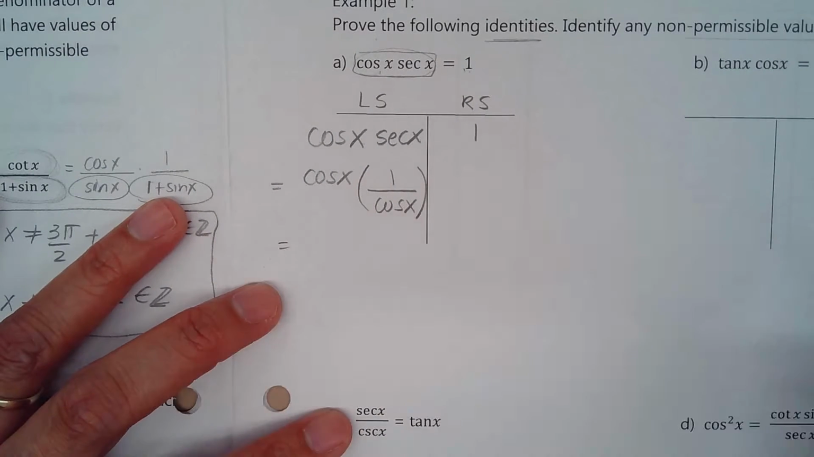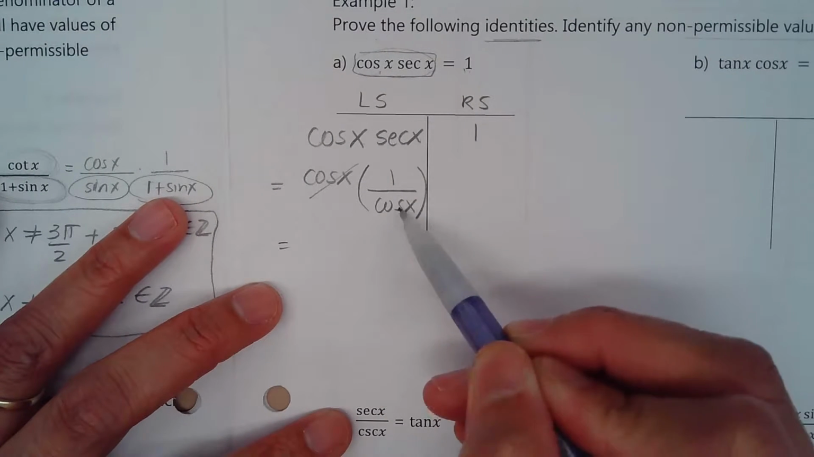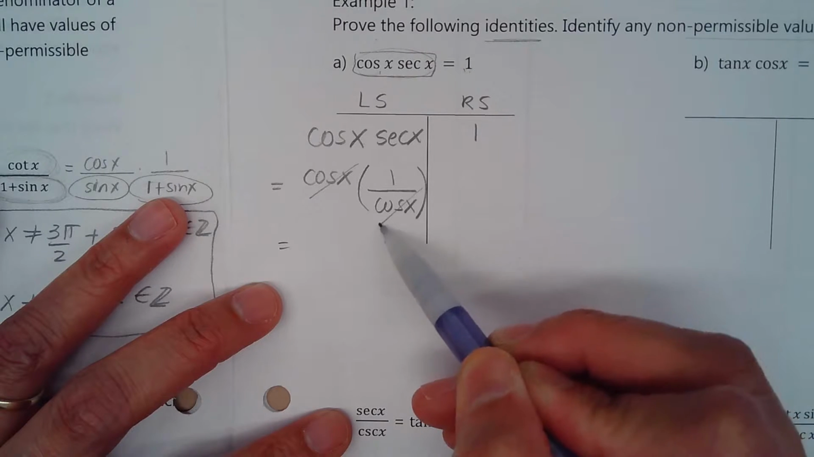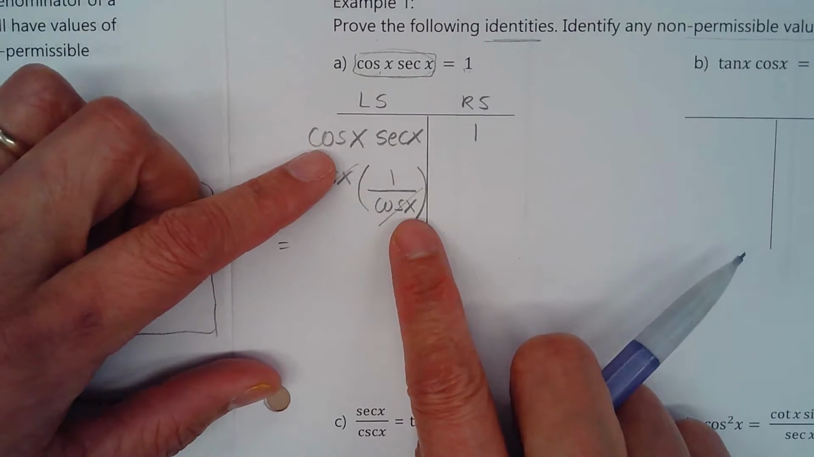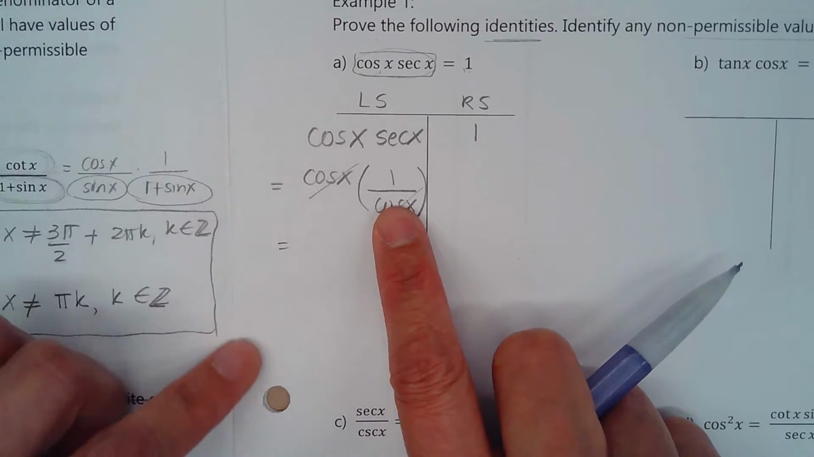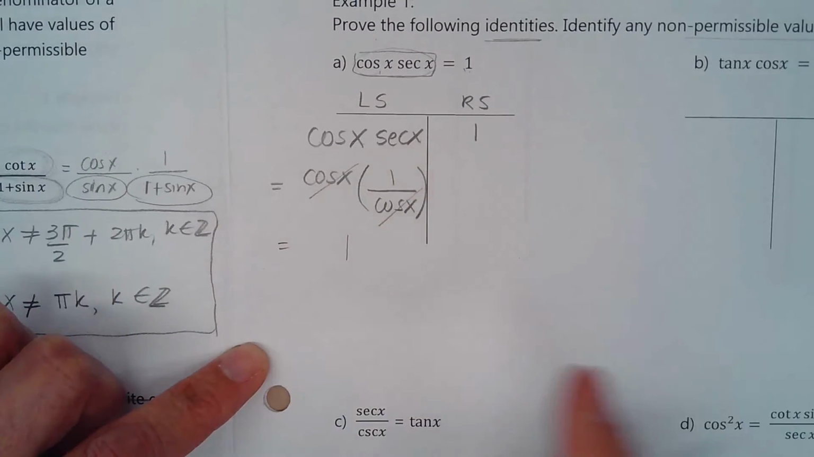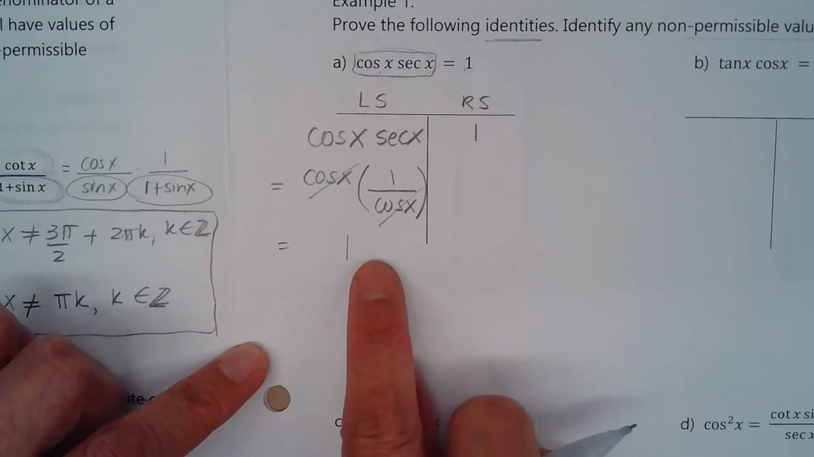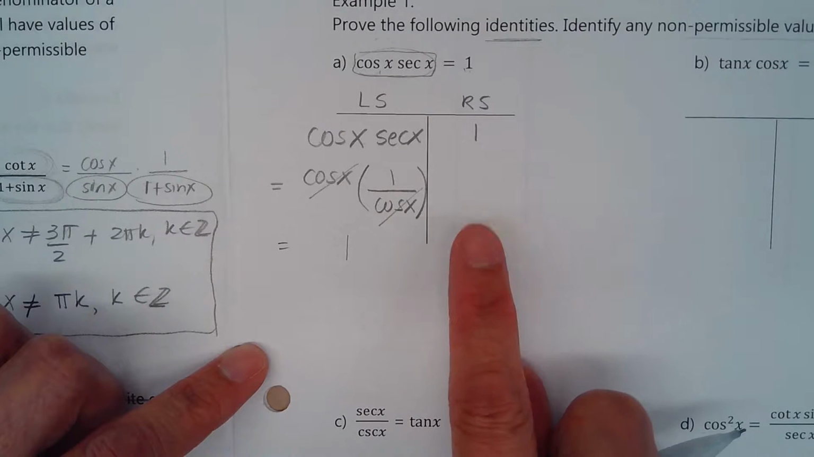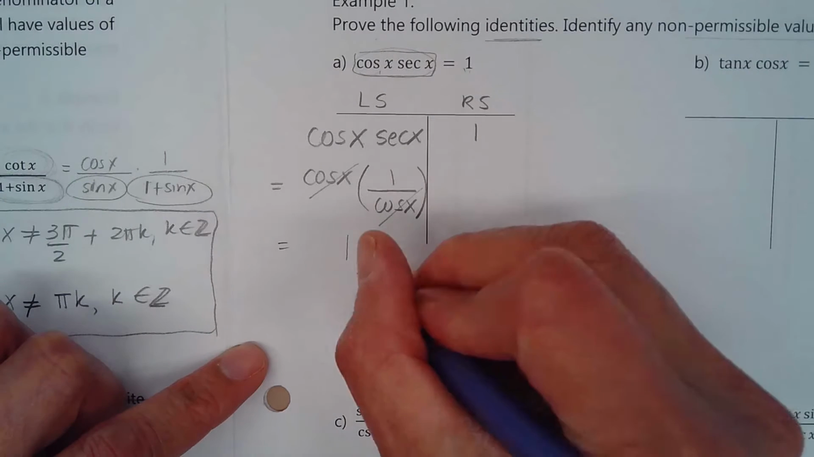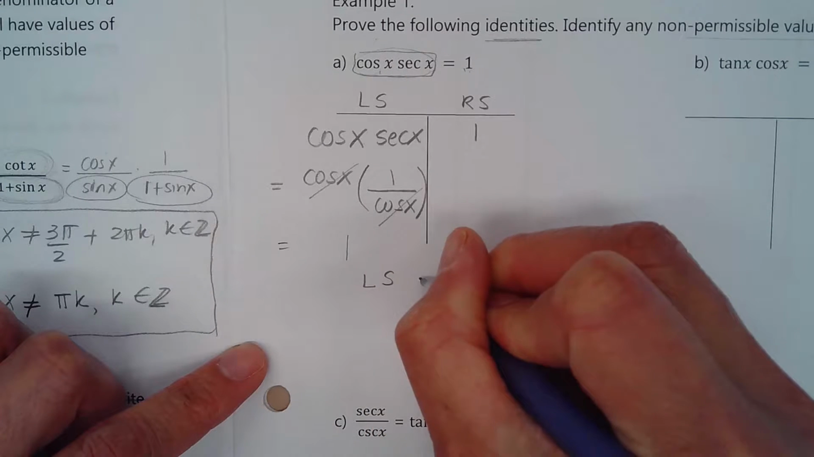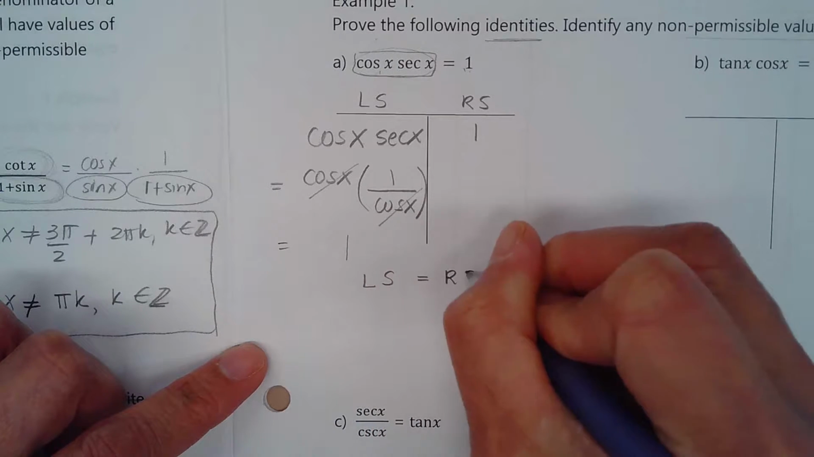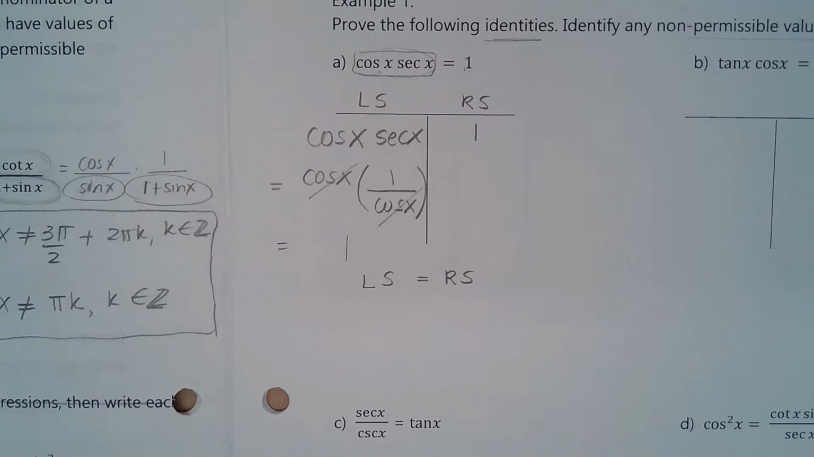Now that we have that, we know that the cos of x and the cos of x are common factors. They can cancel out. We're left with 1. So the left side is equal to 1, and the right side is equal to 1. So therefore, left side is equal to the right side. Okay, so we're starting with the baby steps. I like baby steps.